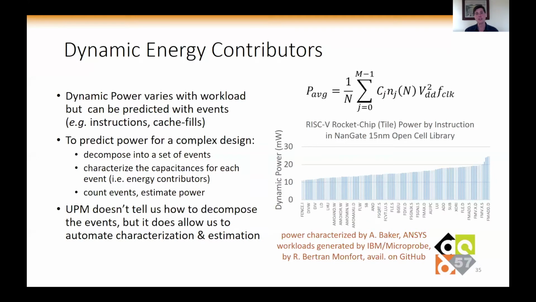For every single instruction, we characterize the amount of dynamic power. And as you can see, over all of those instructions, we got a variation of around a factor of 2.5 in that dynamic power, which is typical.